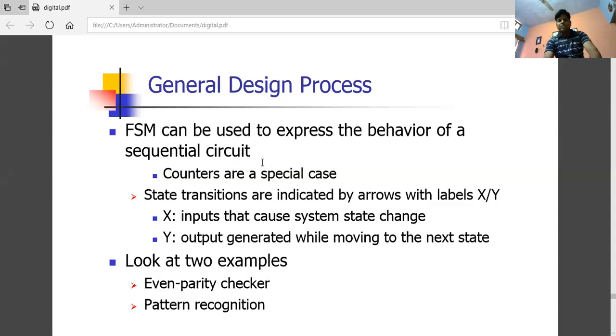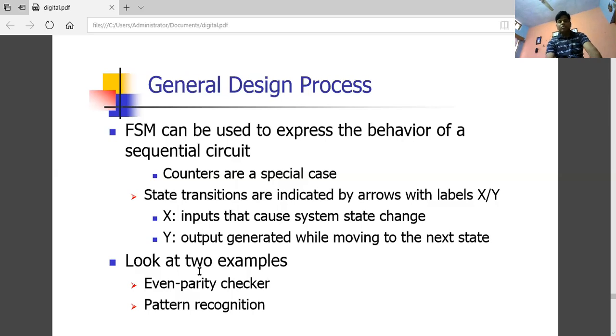In the sequential circuit, we have two labels, as shown in this upcoming diagram, X oblique Y. X is the input that makes the system state change. It means what is the input state, and Y is the output generated while moving to the next state. It means that when the X input state changes, then what is the corresponding output.